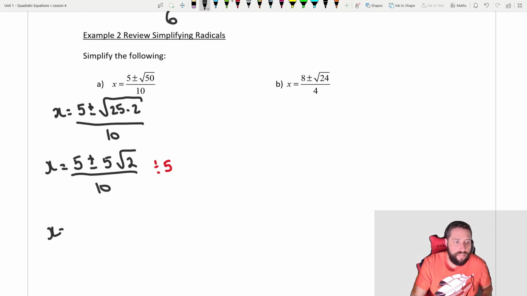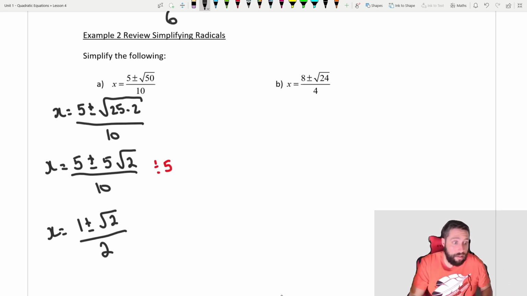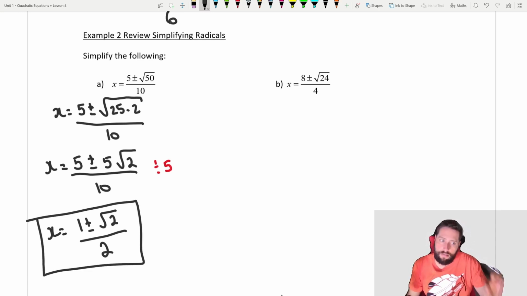So if we divide everything by 5, we should get 1 plus or minus the root of 2 all over 2. Okay, that's as simplified as we can go without actually answering it, without giving an actual decimal number. So there you go. That's the final answer there. Moving on to B. 8 plus or minus the root of 24 over 4.